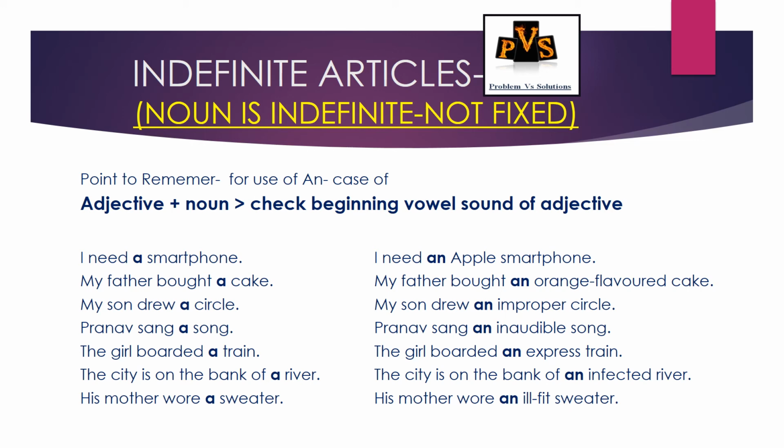Fifth one. The girl boarded a train. Fifth one. The girl boarded an express train. Sixth. The city is on the bank of a river. The city is on the bank of an infected river. Sixth, his mother wore a sweater. His mother wore an ill-fit sweater.